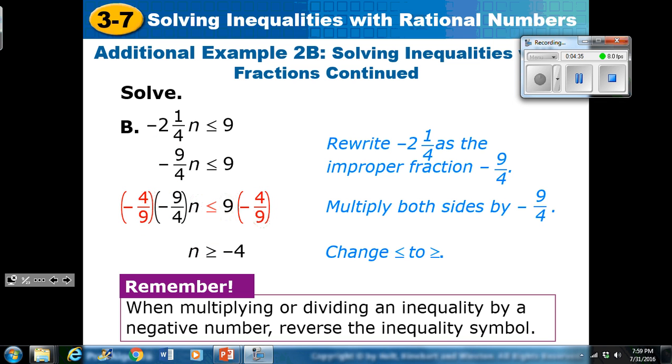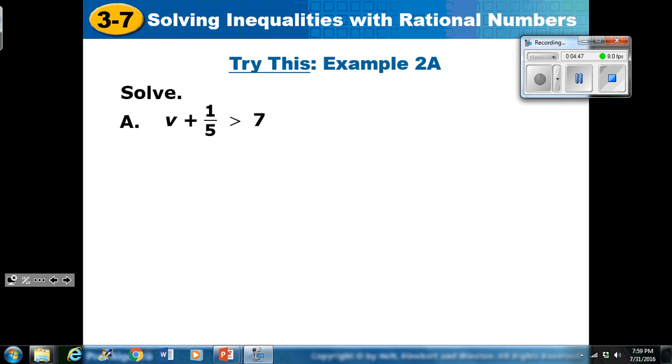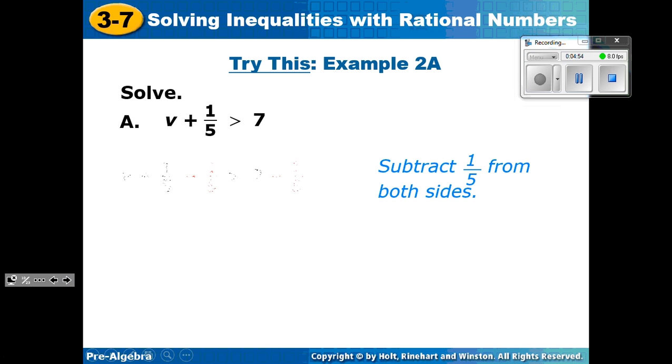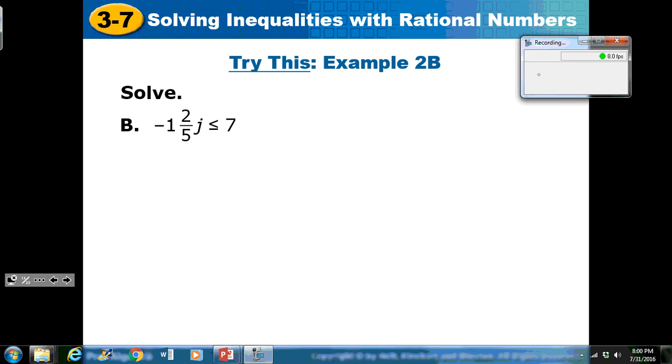Just want you to notice this little box at the bottom, a good thing to remember. When multiplying or dividing an inequality by a negative number, reverse the inequality symbol. Here's one to try by yourself. Pause, and then turn the video back on for the answer. V is greater than 6 1/4. Here's another one to try by yourself. Pause, and then turn the video back on for the answer.